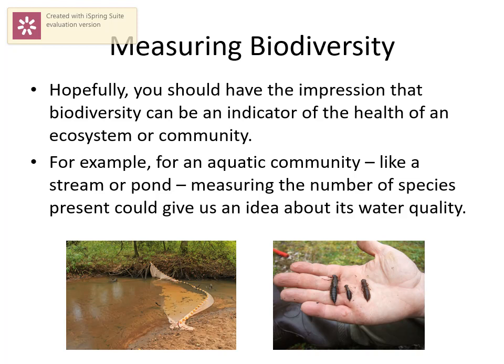So hopefully you should have the impression by now that biodiversity can be an indicator of the health of an ecosystem or community, whether you have too few species or whether you have one species that becomes particularly abundant. It can be an indicator that something is wrong with that ecosystem. And in this lab, we're going to be looking at aquatic communities, in particular a pond. And so measuring biodiversity in an ecosystem like that could actually give us an idea of the health of that aquatic ecosystem, maybe the water quality of the ecosystem, like, for example, telling us whether it's polluted or not.